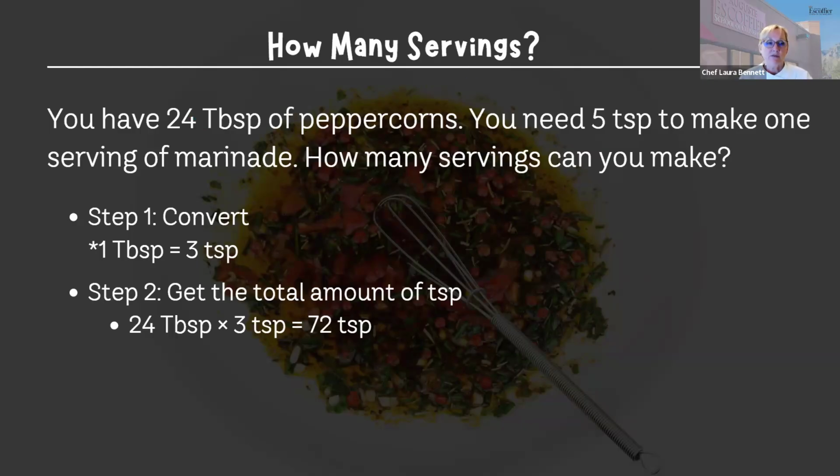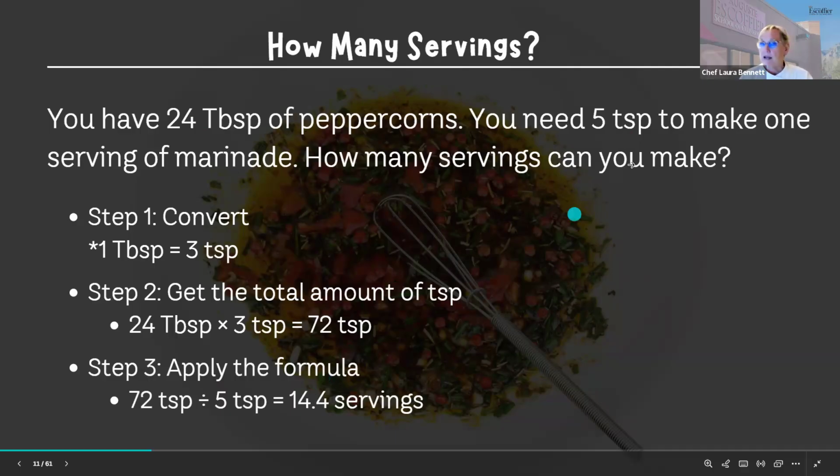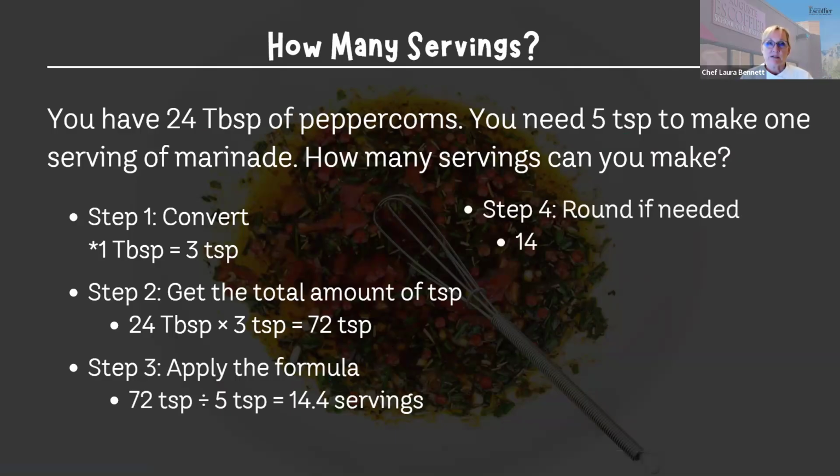Now we're going to apply the formula, which is 72 teaspoons divided by 5 teaspoons to give us 14.4 servings. Now look at this, we have 0.4. We cannot use that, so we're going to round, and we have 14 servings.